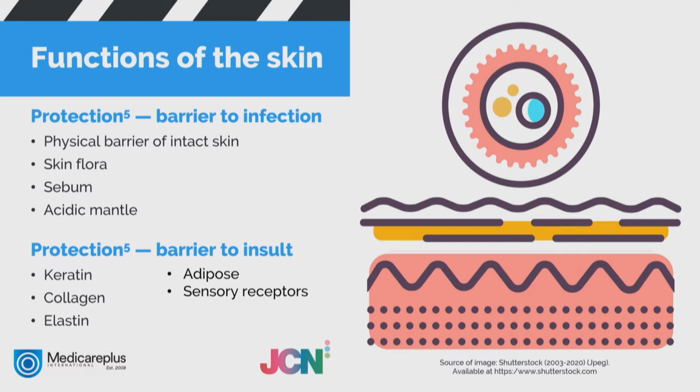It's a barrier to insult. So we know that the epidermis is thick keratin from keratinocytes, and that gives us that barrier to insult. We know that our connective tissue contains collagen and elastin, so we have that strength, we have that elastability. And we have adipose tissue. So adipose tissue from adipocytes is fat, and it gives that protection against pressure, against insult. And as I've said, we have a number of sensory receptors which are constantly striving to alert our body against danger.